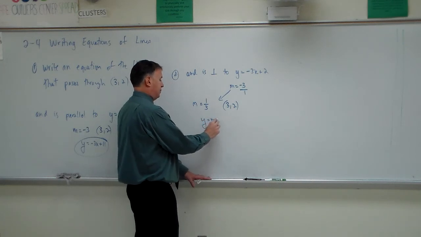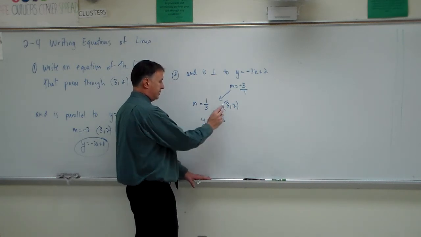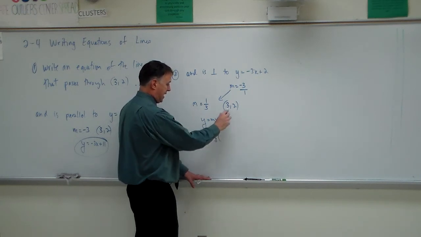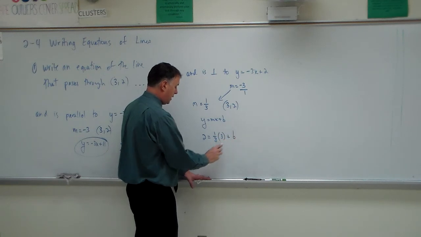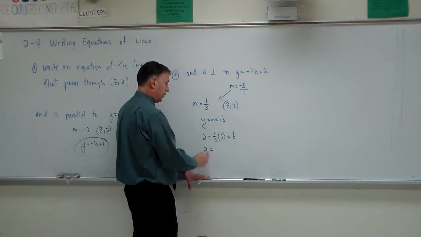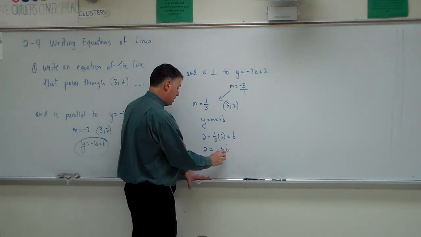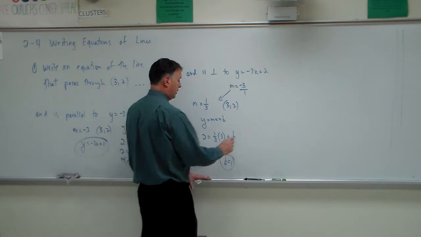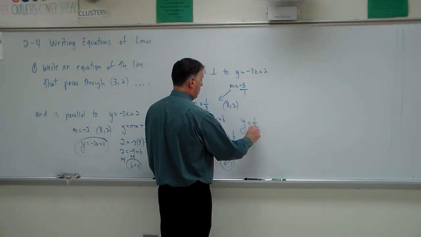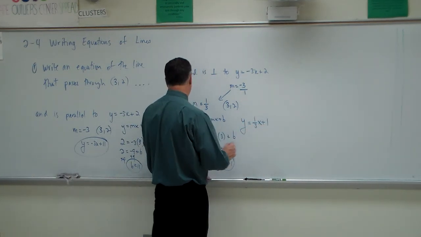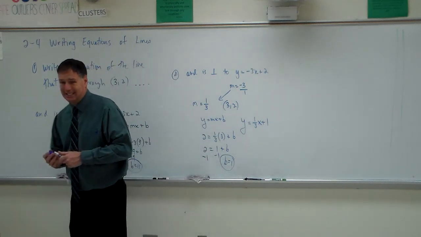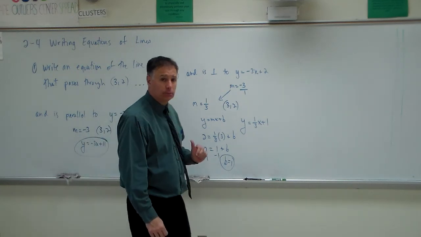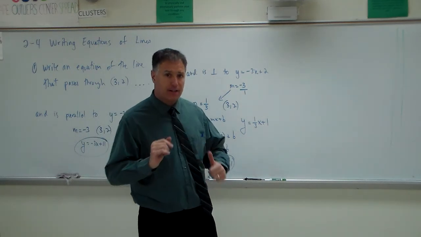So y equals mx plus b. My y is 2. My slope is 1/3. My x is 3 plus b. 1/3 of 3 is 1, plus b. Minus 1, minus 1, b is 1. So my equation is going to be y equals 1/3 x plus 1. And that, my friends, is section 2-4. I hope it made sense.